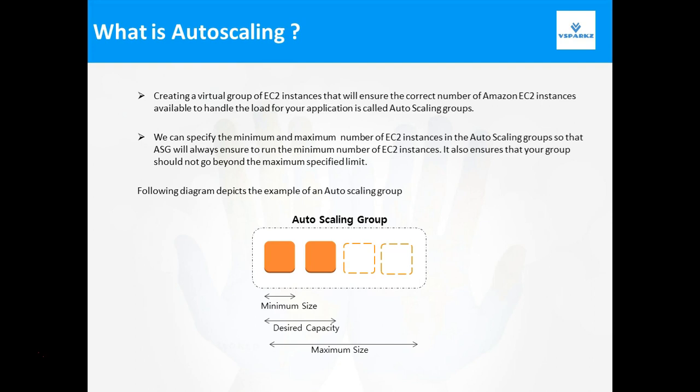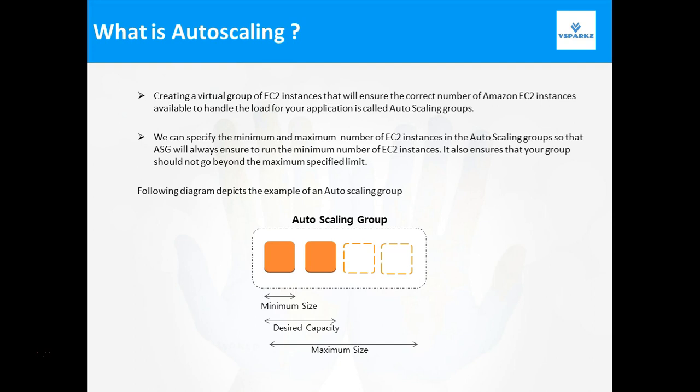What is autoscaling? From the name itself, you can identify: automatically scaling the resources based on the load is called autoscaling. We will be creating a virtual or a logical group called Autoscaling Group, where we will specify minimum and maximum number of EC2 instances, so that the autoscaling feature will always ensure to run the minimum number of EC2 instances.